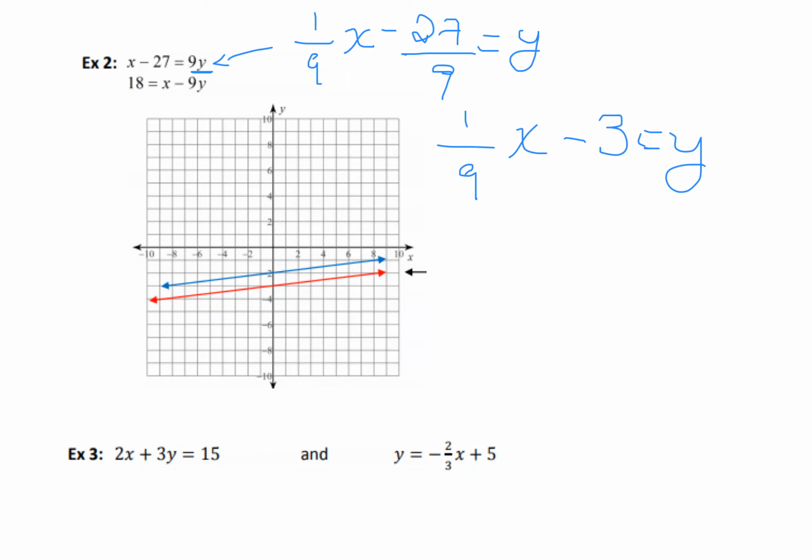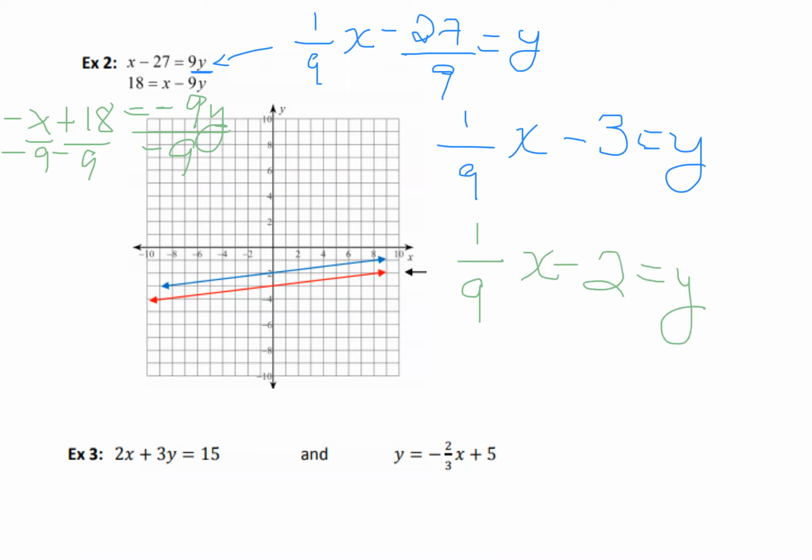For my other one, I'm going to move the x over. So that would give me negative x plus 18 equals negative 9y. And then I'm going to divide by the negative 9 so that this looks nice. So that one is 1/9x minus 2 equals y. Okay, let's think about that. So I've got one starting at negative 2, one starting at negative 3.